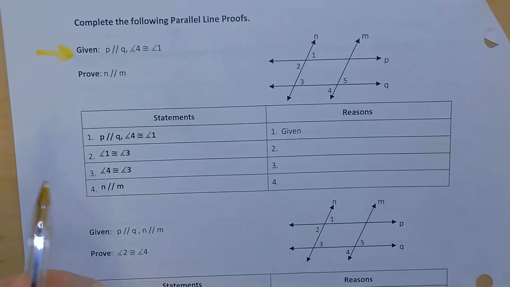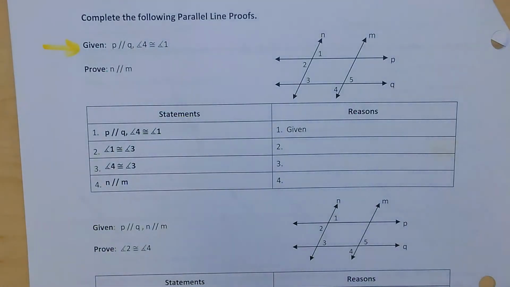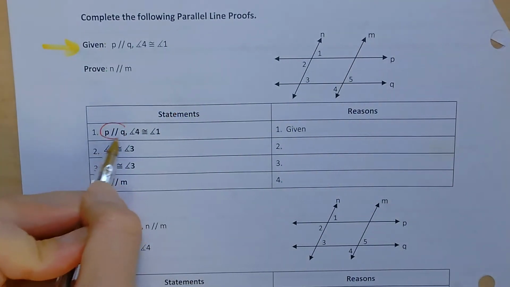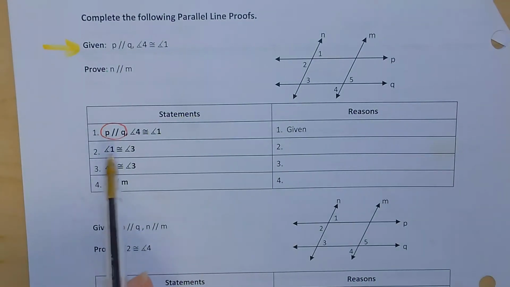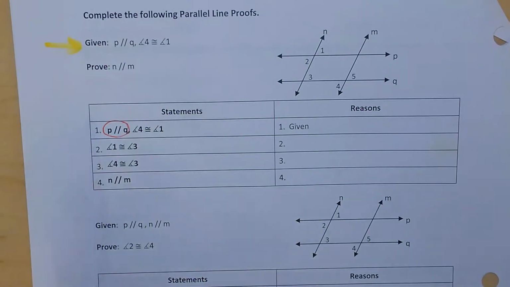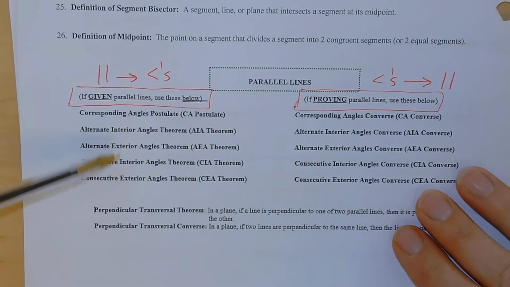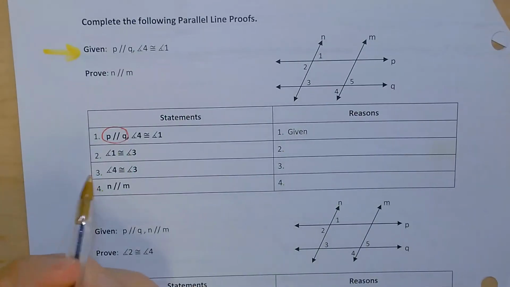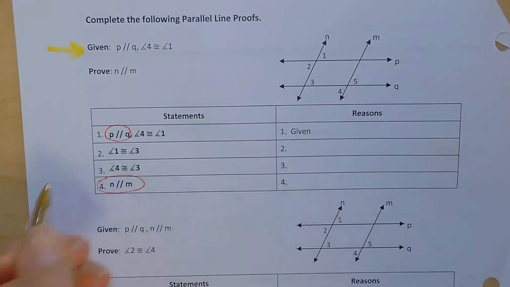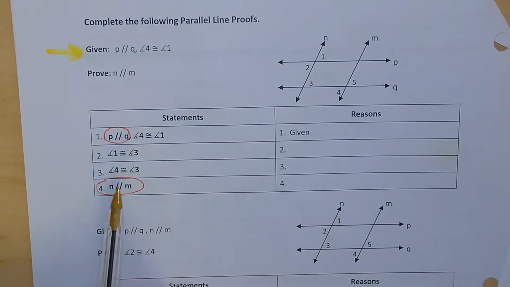So my question to you before you even start the proof is, do you know that you have parallel lines? And the answer is yes, because I gave them to you. So that means you are free to use anybody on this side of your chart. Second question, am I trying to show that parallel lines are there? Am I trying to prove lines are parallel? And the answer is yes to that also.